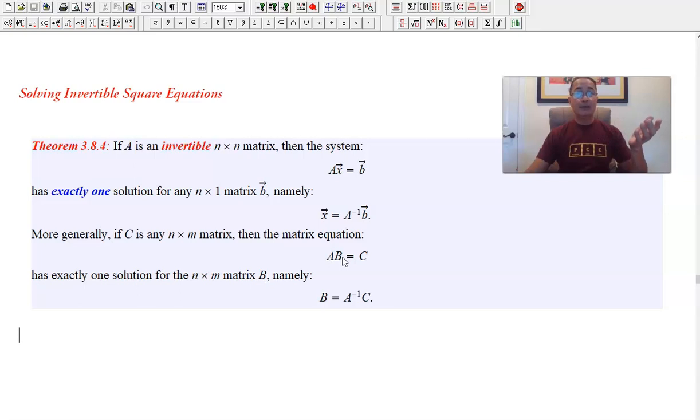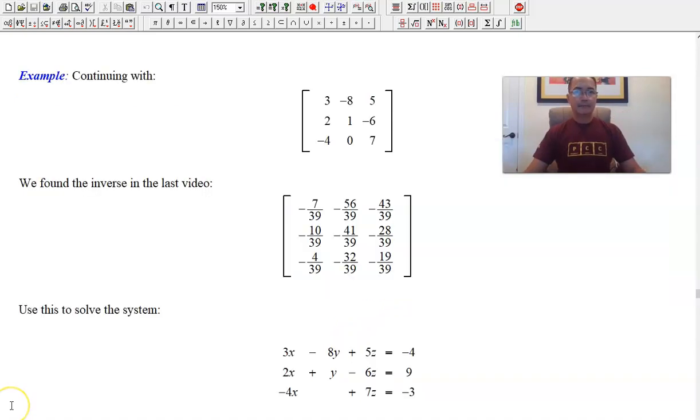More generally, this works if X is any n by m matrix. It doesn't need to have one column. Same idea, just multiply both sides of this equation by A inverse, putting A inverse on the left, and you get B is A inverse times C.